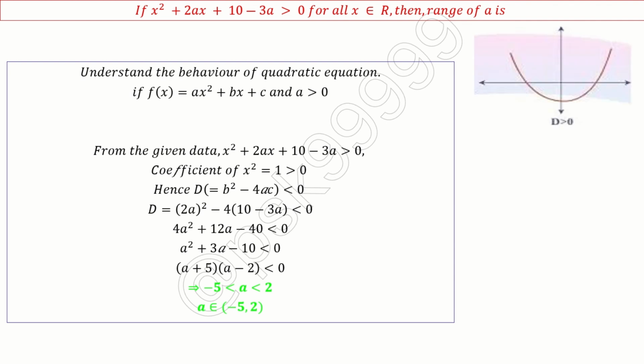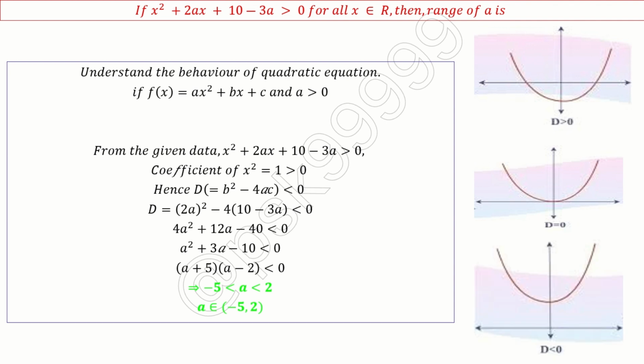If you want to understand by graph: when the discriminant is greater than 0, you'll have two roots. When it is equal to 0, you'll have one root, like this graph. When D is less than 0 and the coefficient of x square is positive, then this is how it looks. So we are looking at this condition now. So a belongs to minus 5 to 2. Okay, next.